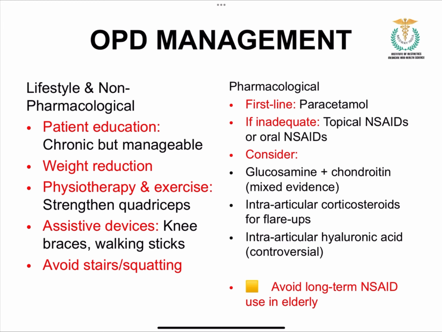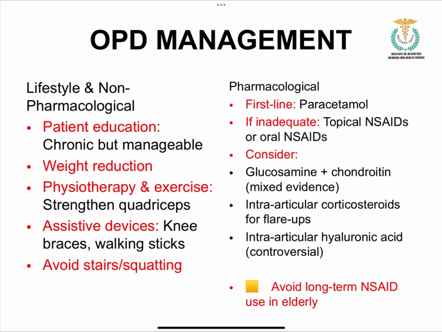While coming to the pharmacological management at the OPD level, you can start the first line of treatment with paracetamol. If ineffective, then go for topical or oral NSAIDs, and a short course of intra-articular corticosteroids during any flare-ups. Then glucosamine plus chondroitin, which has mixed evidence. Hyaluronic acid injections are for limited use only, as they are very costly. And avoid long-term NSAIDs in the elderly due to gastrointestinal or renal risk.